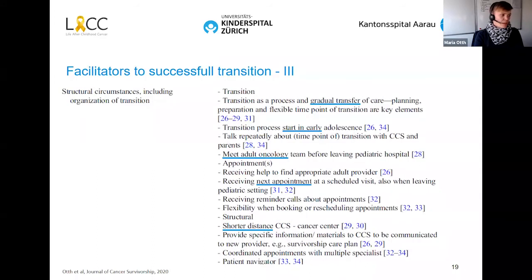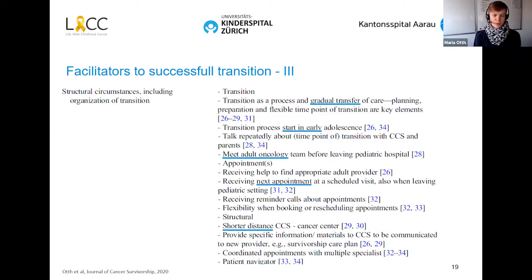And lastly, looking at structural circumstances, what was mentioned frequently by the survivors themselves was that for transition, a gradual transfer was important for them and was a facilitator. So it's not saying at a certain time point, now it's time to go to the adult department, but preparing them, maybe over several visits, discussions and meetings. And that the transition process starts early in adolescence, so that they have the possibility to meet the adult oncology team before they really have the first visit.